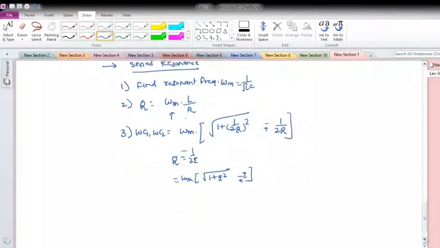Or approximately, omega C1 and omega C2 can also be calculated using omega m plus or minus half of the bandwidth. And how to calculate the bandwidth?